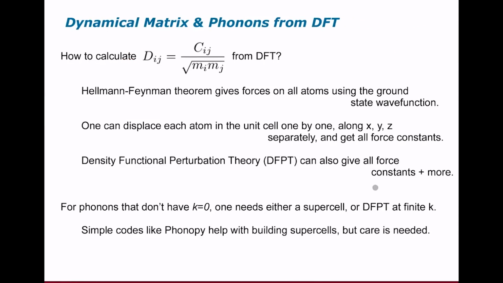obtain real space force constants if need be, to find the individual force between this atom and some other atom. And when it comes to calculating this Dij, which is the dynamical matrix, since the atomic masses are known, you only need to calculate the Cij, the force constant matrix, from density functional theory. So the Hellmann-Feynman theorem allows you to calculate forces on atoms for a specific configuration. So you can displace each atom one by one along XYZ separately and get the force constants, the Cijs.